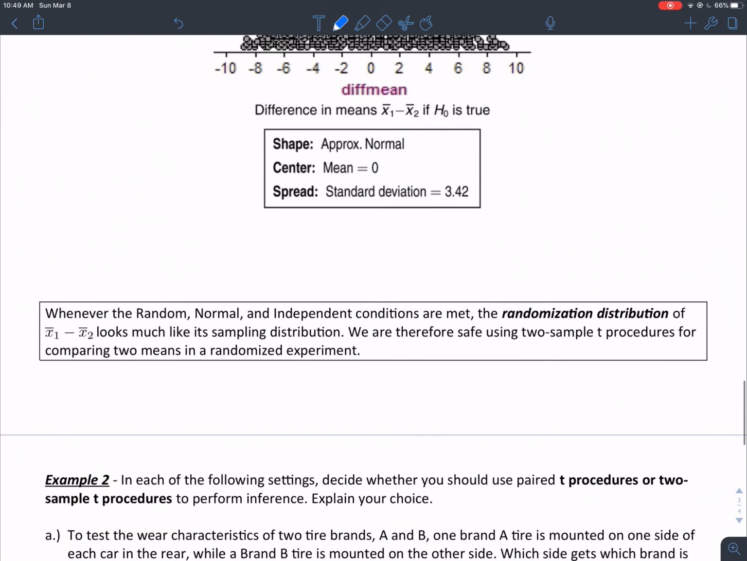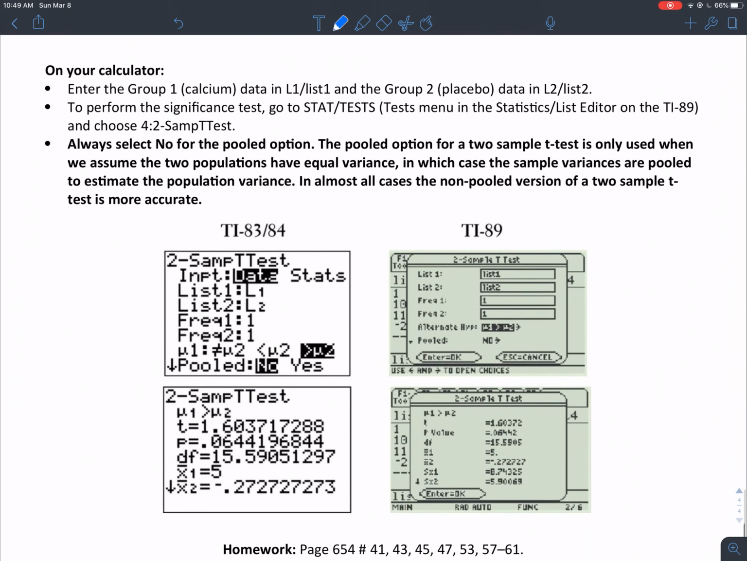I would do what they have, which is do your test. Okay, do your test on the calculator. So stat tests, and then go to 2-sample t-test. Make a note for yourself, 2-sample t-test. And we have the data already entered in list 1 and 2, so you can just use the data. Leave the frequencies at 1, and we're doing a greater than for our alternative hypothesis.